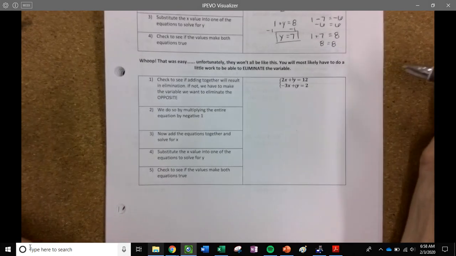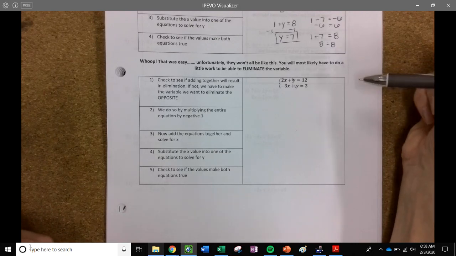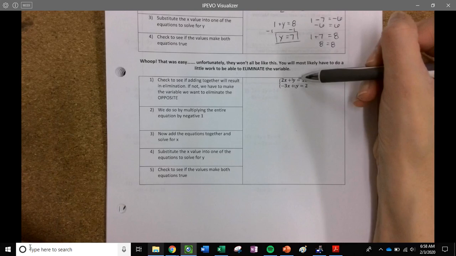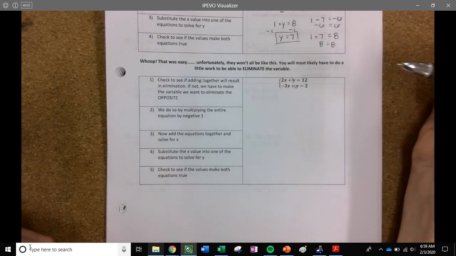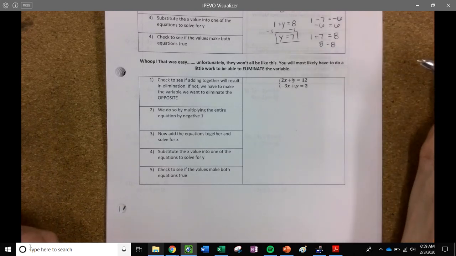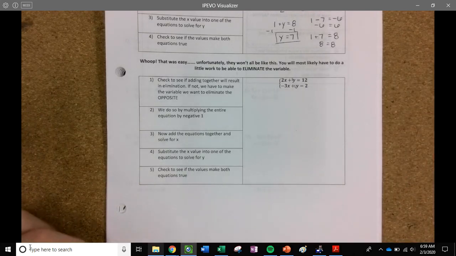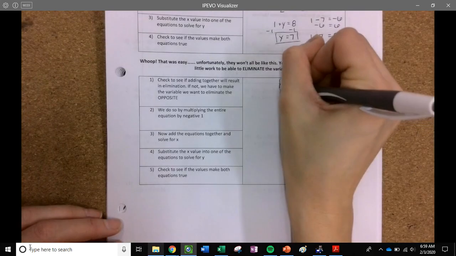How can we change the sign on one of these y's so that the y's can cancel? And I'm going to stick with the y's as the thing I'm going to cancel because they both already have the same coefficient. If you answered multiply the entire equation by -1, you would be correct. So we're going to pick one of the equations. It does not matter which one. I'm going to choose this bottom one so that I can get rid of the -3.